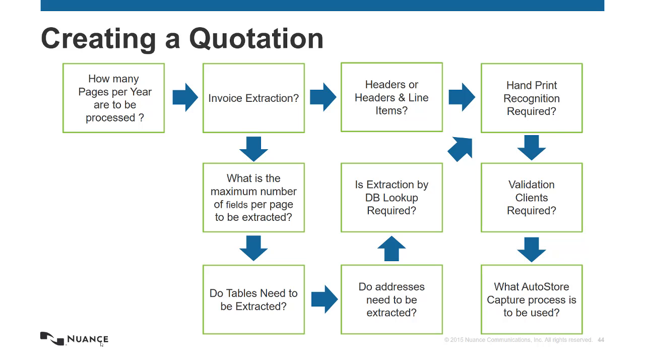So for example, if we were looking at this now, if we wanted to process invoice headers, we would look at the number of pages. Perhaps we need 300,000 pages, and we need invoice extraction, so we need 300,000 pages of the classification license, 300,000 pages worth of the invoice header extraction. We probably don't want handprint recognition. We might want a couple of validation clients on there, and then we are going to capture from perhaps some MFDs in the finance department, so we'd need the MFD device licenses. So that's an example of how you would actually go through and create a quote.